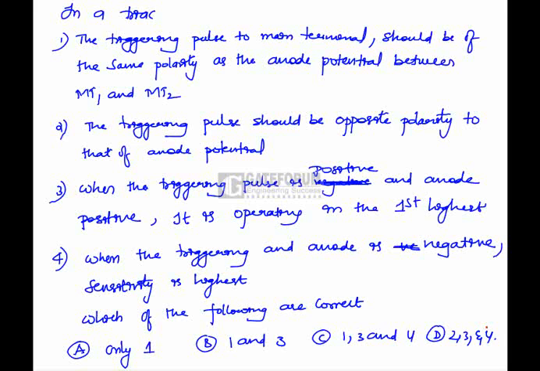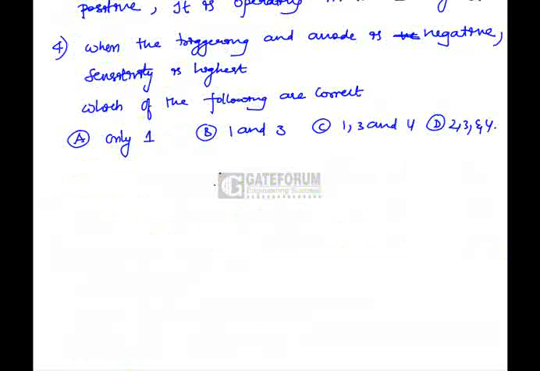Okay, he has given 4 options. We have to choose the correct options out of these 4. The triggering pulse to the main terminal should be of the same polarity as the anode potential between MT1 and MT2. If you see in a triac, let us draw the symbol for the triac first.